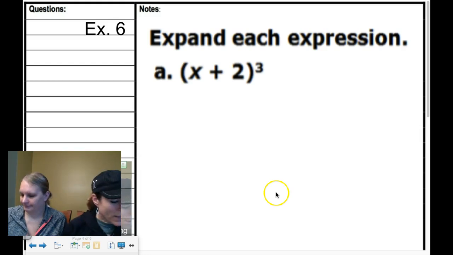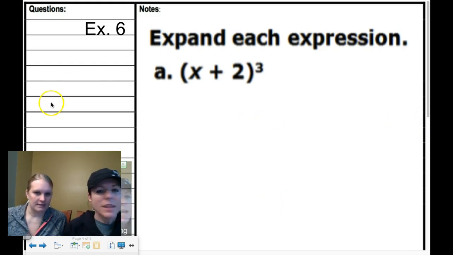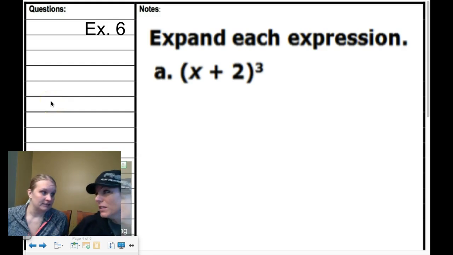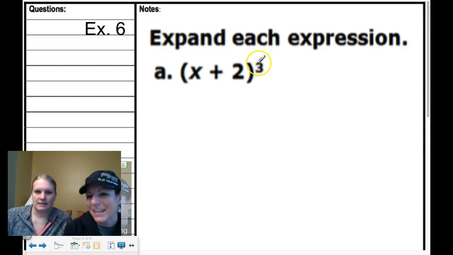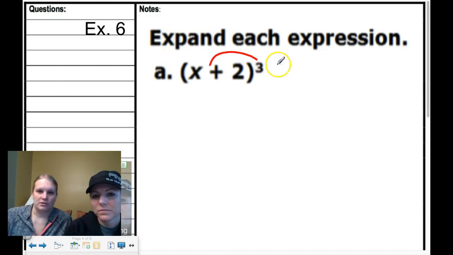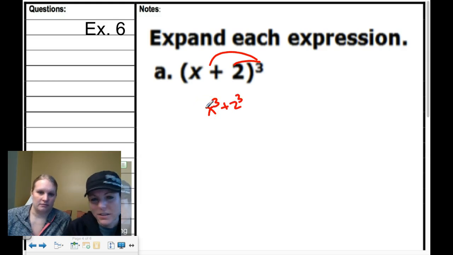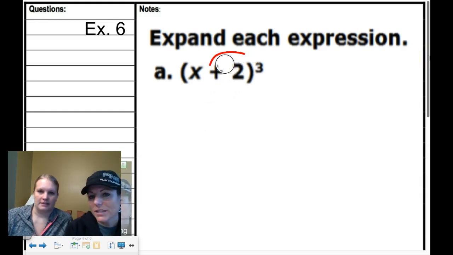Okay. Example 6. We really better go through example 6 because they just don't get what we mean by this. We did do an example in class before break. If it says expand each expression, let's show what not to do. Do not just distribute this in and tell me that it's x to the third plus 2 to the third. That's a no-no. That is not correct. So don't do that. We're just going to erase it because we don't want you to do it.